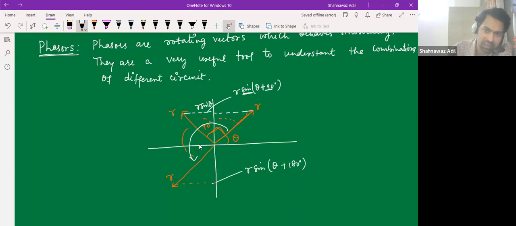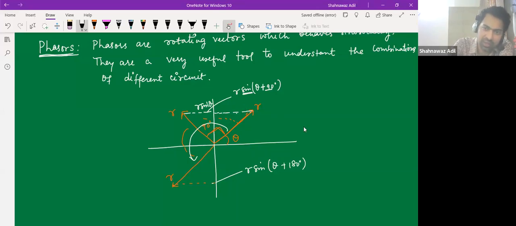Did you understand that? Yeah, sir. These are very useful in understanding the relation between the voltage and the current in a circuit. So if you want to understand the voltage and current in a circuit, we can draw the phasor diagram of both of these. Just remember that the vertical component will give the instantaneous value.